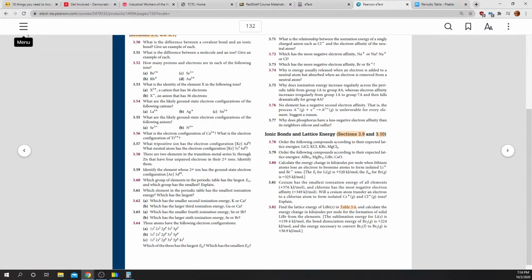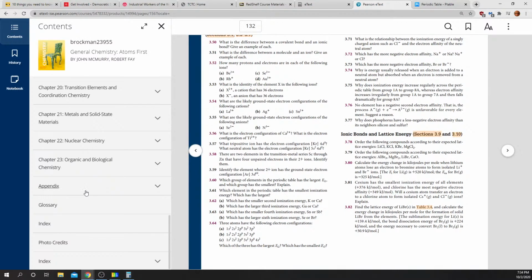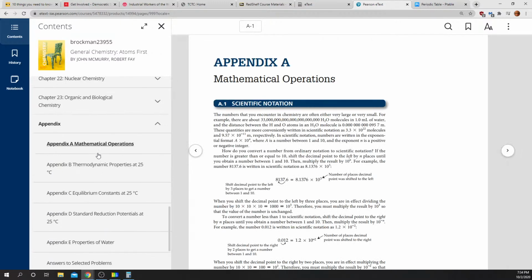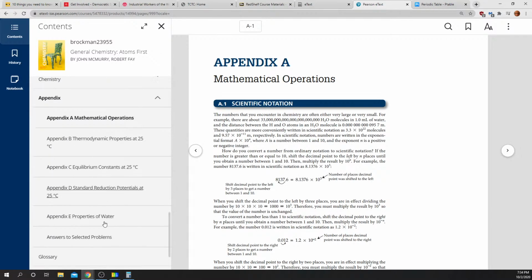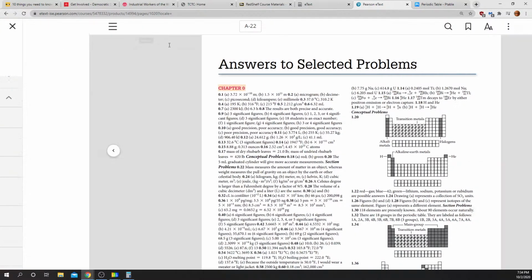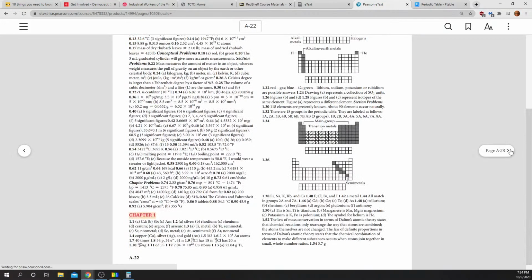Interesting set of problems there for 64. I'll dip into the appendix. Answers to selected problems. Chapter 3, number 64.